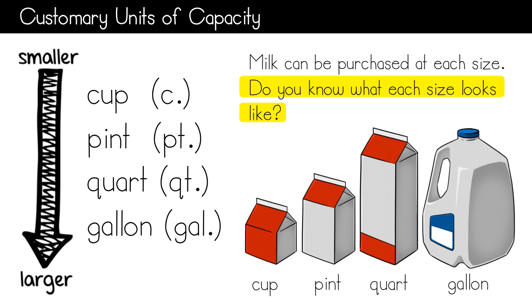Did you know that milk can be purchased at each of these sizes? Do you know what each of these sizes looks like? If you look down here, this is a cup. A cup is about the size of a milk carton that you get at school. And then you can also get a pint of milk at the grocery store. You can get a quart of milk at the grocery store. And you can also get a gallon of milk at the grocery store. So whenever we talk about capacity with customary units, I always think of milk.